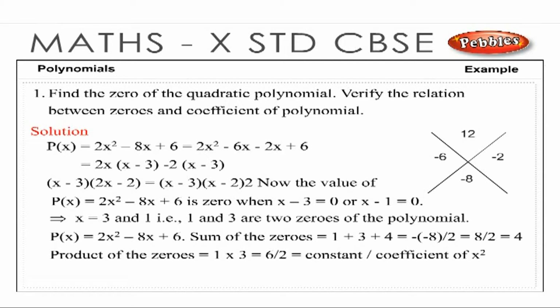Product of the zeros is equal to 1 into 3 is equal to 6 by 2, which is equal to constant by coefficient of x square.